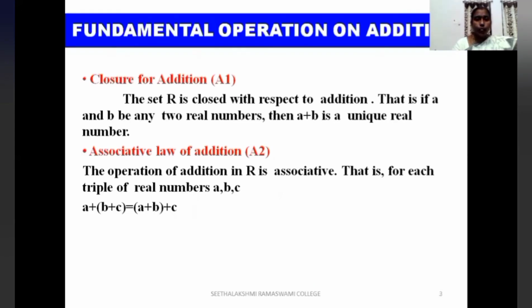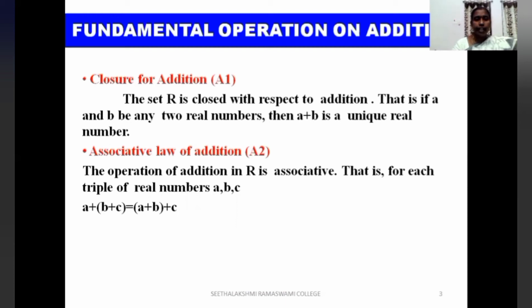First property, closure property for addition, A1. The set R is closed with respect to addition. That is, if a and b are any two real numbers, then a plus b is a unique real number. That means if a, b belong to R, then a plus b is also in the real number system.